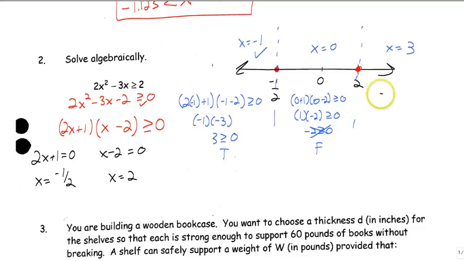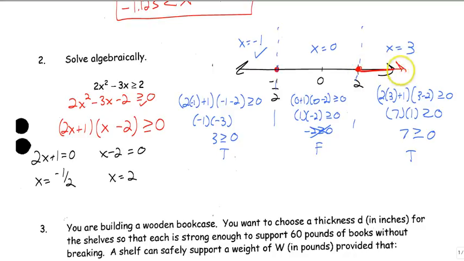And finally, we can put a 3 in for x. 2 times 3 plus 1, so it's positive. And the other one is also positive, 3 minus 2. So this whole thing should be greater than 0, which it is. So it's true. So my final solution would be this, and to write that as an inequality, x is less than or equal to negative 1/2, or x is greater than or equal to 2.